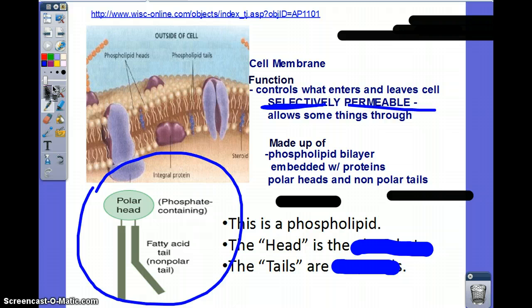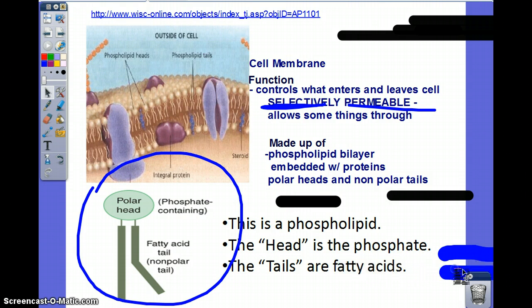Does anybody know? Polar. When you hear that word, what is it kind of related to? Polarity. Literally polarity. I think of the opposite, like the North and South Pole. That's good, like a magnet. Yes. What else? Water is a key here.